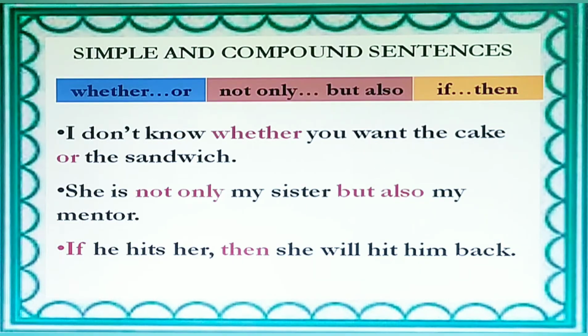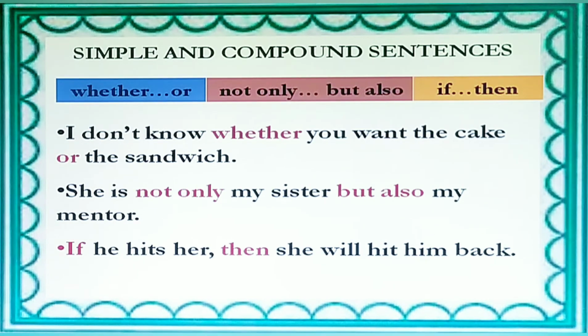I don't know whether you want the cake or the sandwich. Here we find two simple sentences. I don't know you want the cake. I don't know you want the sandwich. They are joined together using whether or. She is my sister. She is my mentor. These are joined together using the correlative conjunction not only but also. She is not only my sister but also my mentor.